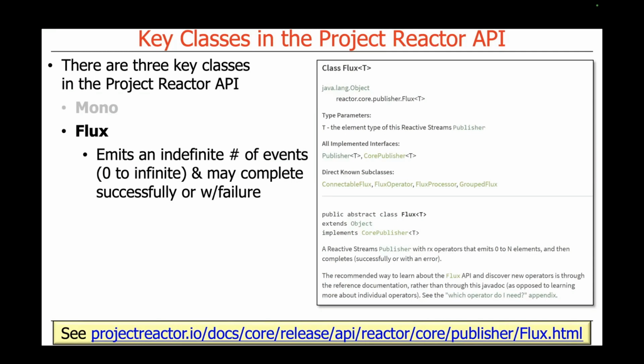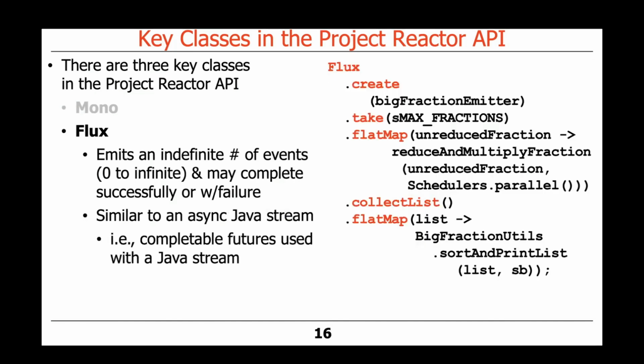So a flux can emit an infinite number of events, which could be 0, could be 10 or 100 or 1,000 or whatever, an infinite number, and it may complete successfully, or it could also fail. It's very similar to an asynchronous Java stream, such as a situation where a completable future is used with a Java stream. Here's an example where we take an emitter that generates big fractions ad nauseum till the cows come home. It'll go on forever.